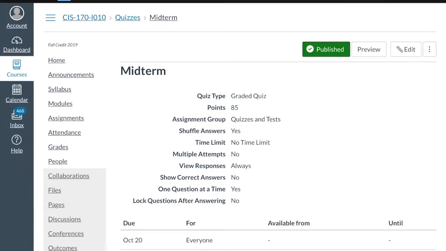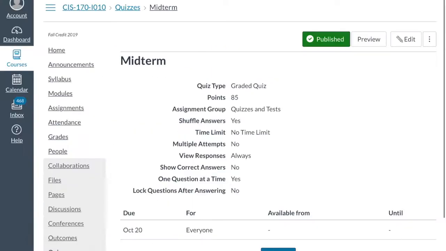Number two, it is worth 85 points. It is worth 85 quiz and test points. So if you look at the distribution for the grades, that hits particularly hard. So do not overlook the midterm. Do not give yourself not enough time to do it properly.